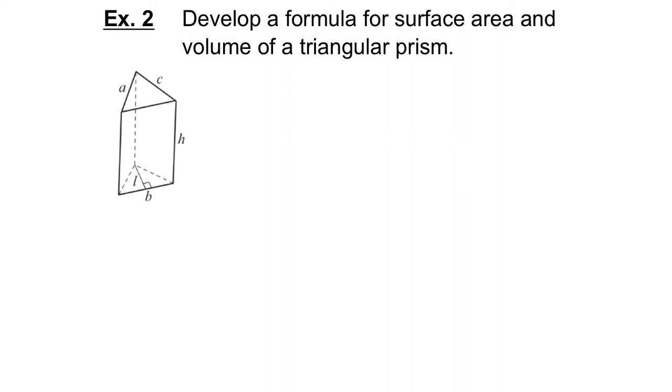I've labeled some sides with letters. Okay, so we've got B, L, H, A, C. Those labels can help us develop a formula for surface area and volume of this triangular prism. Let's start with volume, since I just talked about how to find volume of a prism. First, we need to know the area of the base.